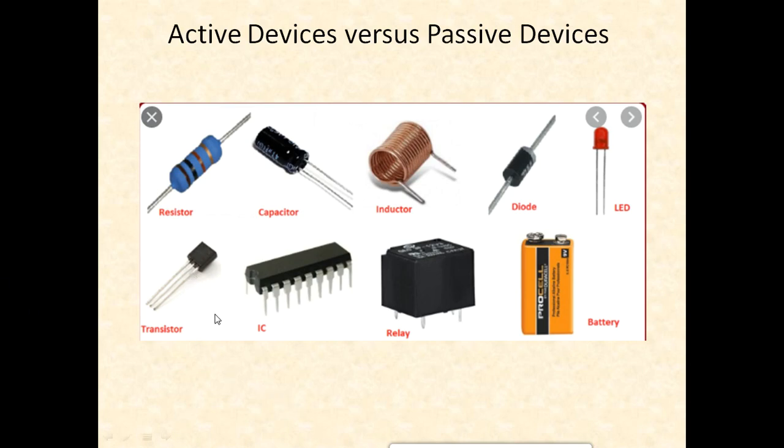Well, a transistor, yes, again there are many flavors in the transistor. So that's the IC, relay, and the last one is a battery. So this slide actually shows some of the commonly used active as well as passive devices.